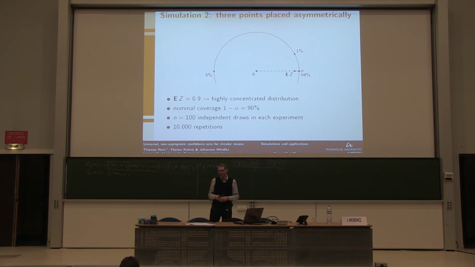The second simulation is less favorable for the asymptotics. Here we have 100 observations from a distribution which is concentrated on 3 points. One is just below 0 degrees with 95% probability. With 1% probability, you're somewhere up here, and with 5% probability, you're on the opposite side, so that the expectation of z comes out as 0.9. So it's still highly concentrated. Here we are aiming for 90% nominal coverage. And let's see what happens.